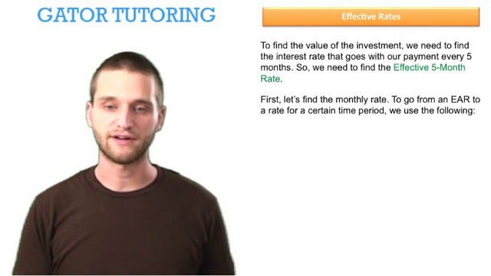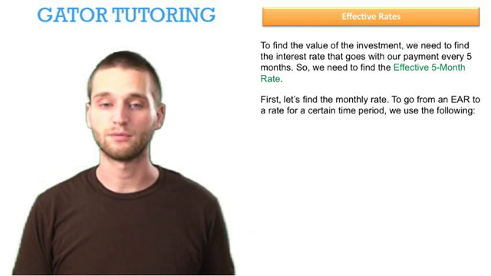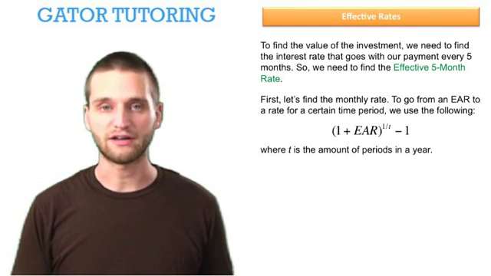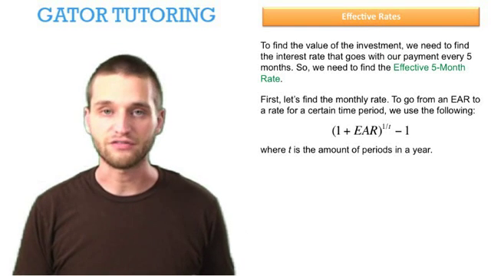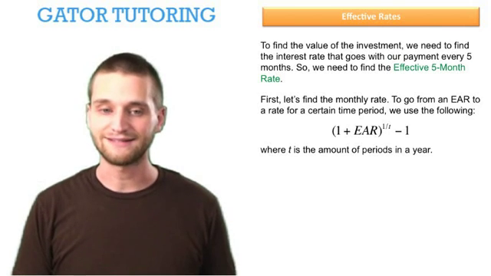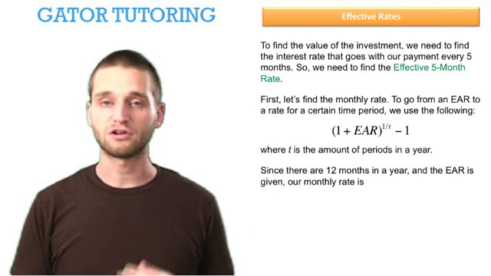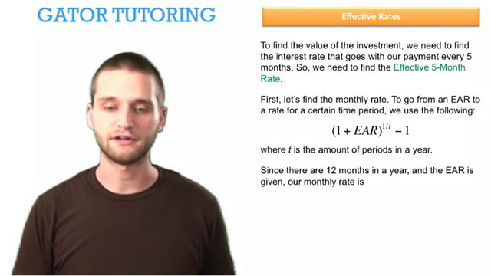To go from an effective annual rate to a rate for a certain time period, we use the following: 1 plus EAR raised to the 1 over T, minus 1, where EAR is the effective annual interest rate and T is the amount of periods in a year. Since there are 12 months in a year and the EAR is given, we can find our monthly rate.